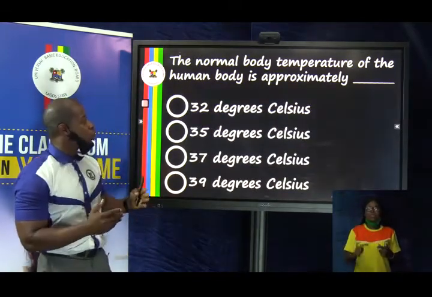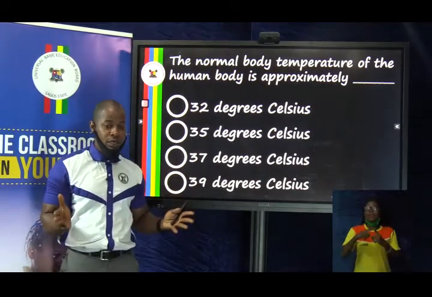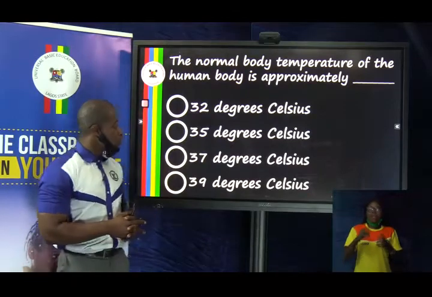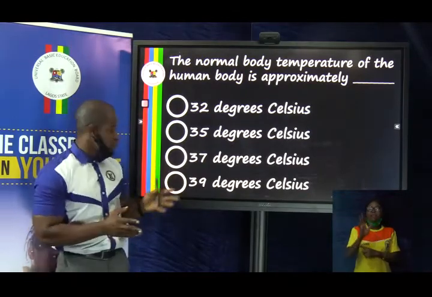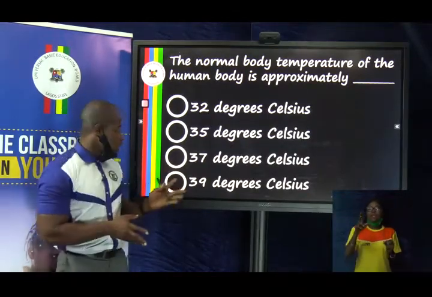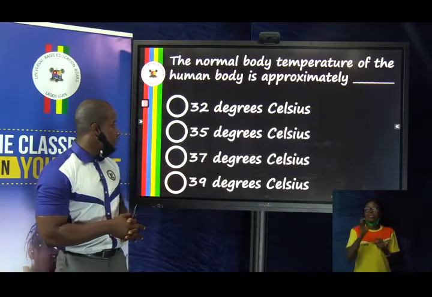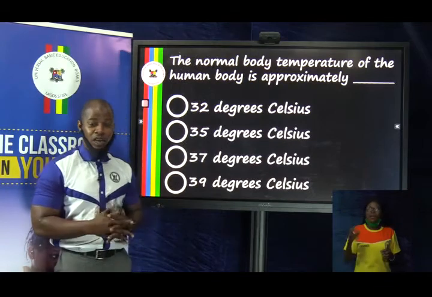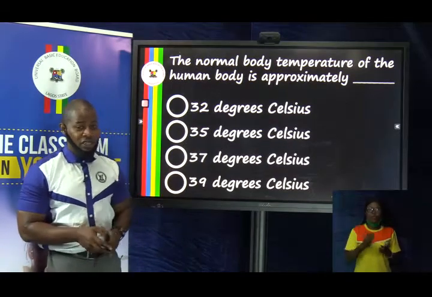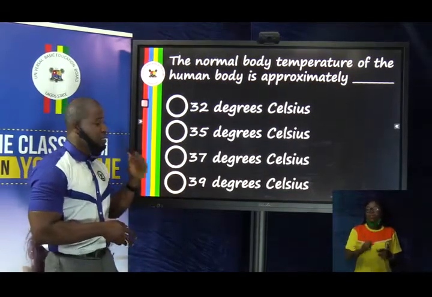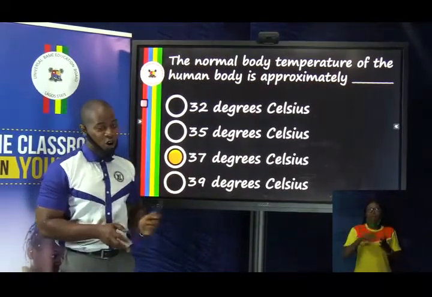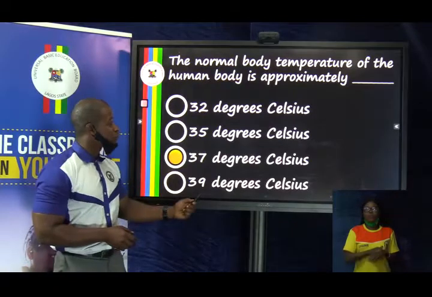The normal body temperature of the human body is approximately dash. Options are 32 degrees Celsius, 35 degrees Celsius, 37 degrees Celsius, and 39 degrees Celsius. Have you selected your answer? Because I just said the answer some seconds ago. The correct answer, of course, my friend, is 37 degrees Celsius. I believe this is what you selected as well. All right, then, let's move on.